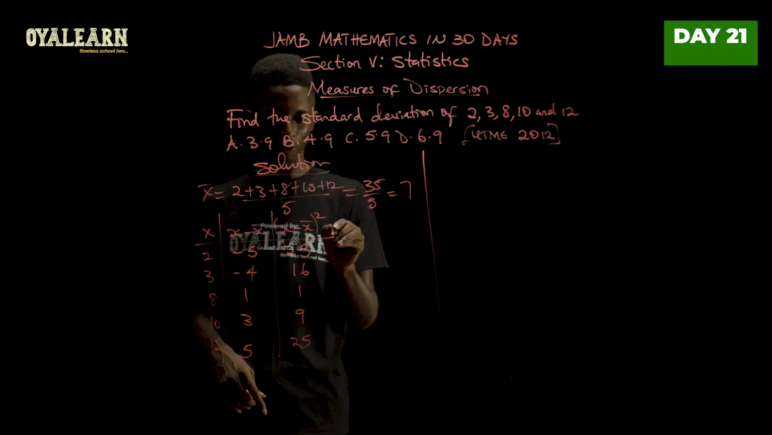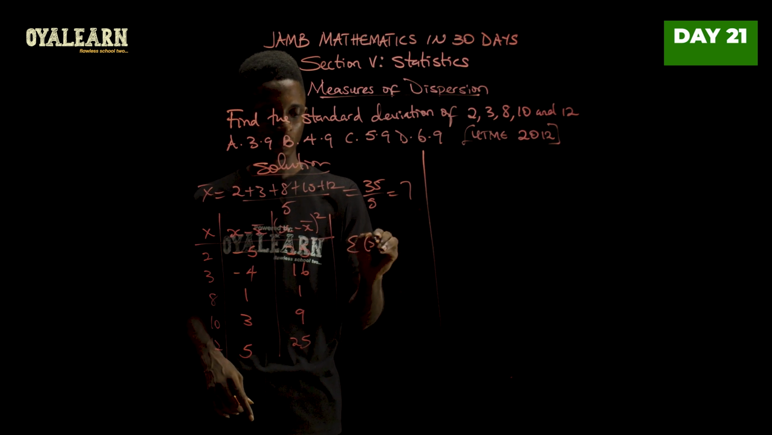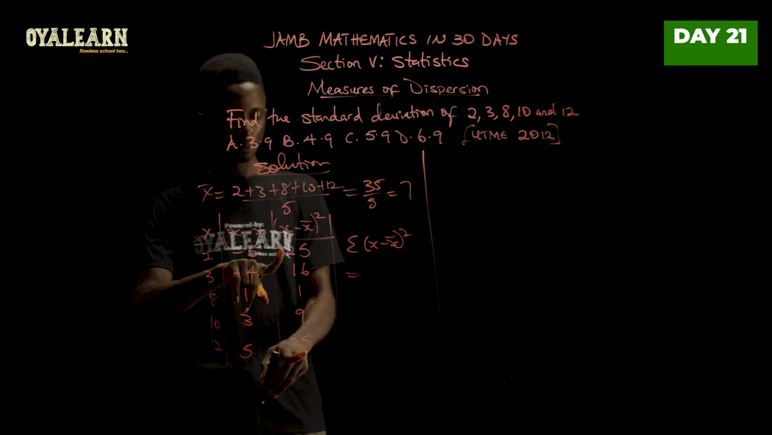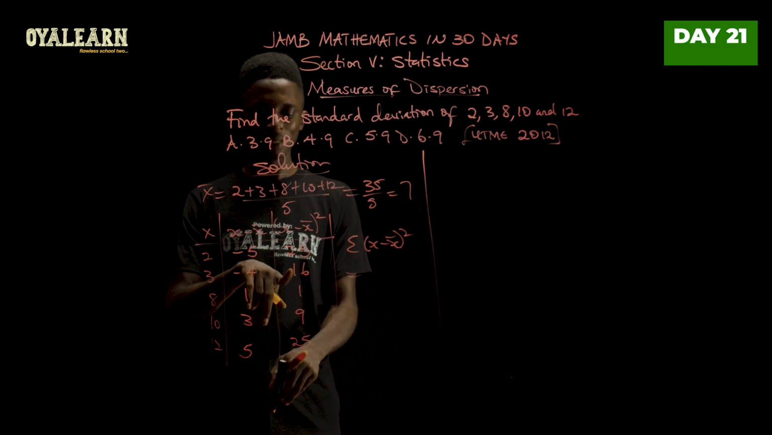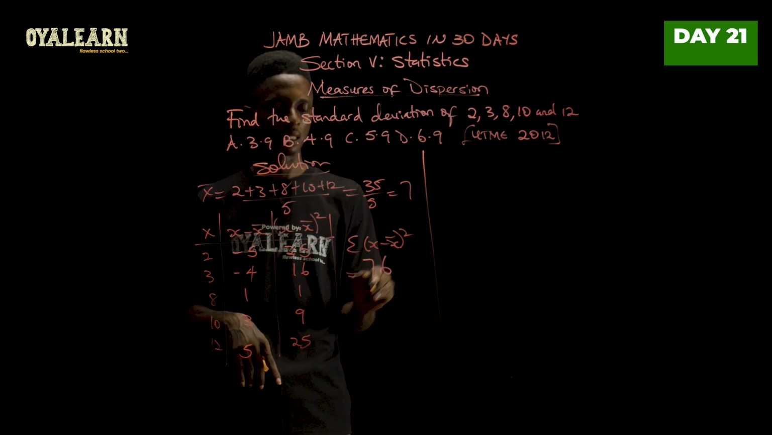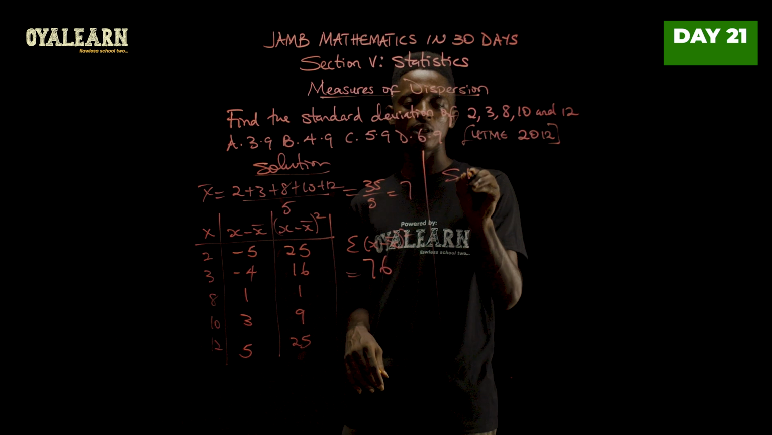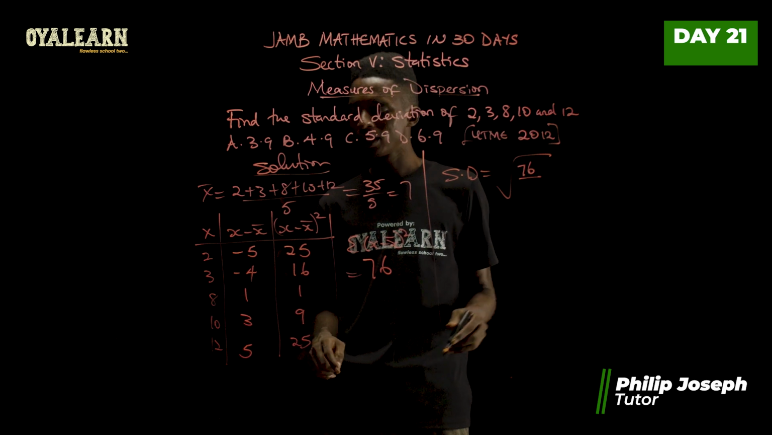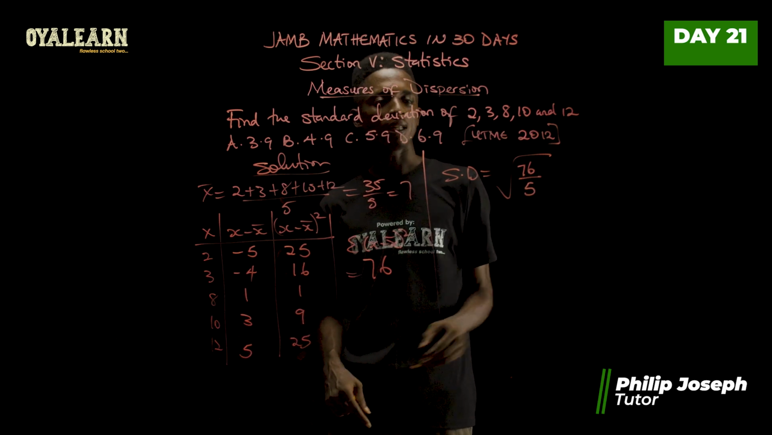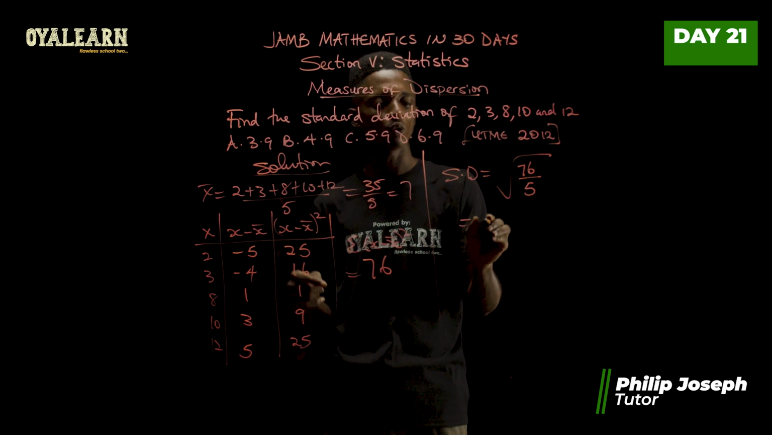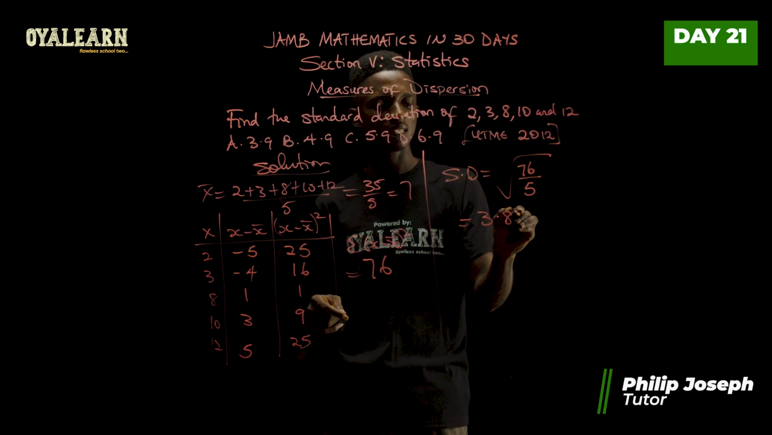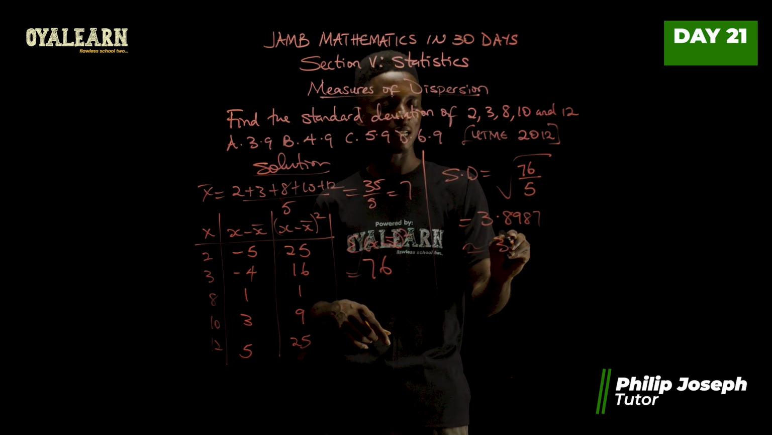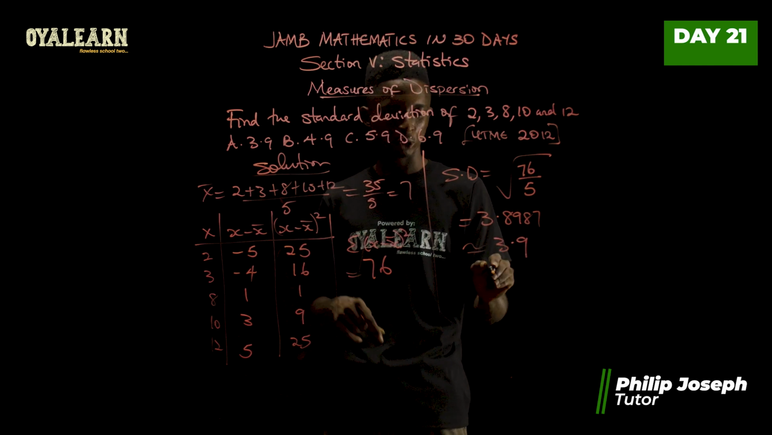Now, 25 plus 25 will give us 50. 50 plus 10, that's 60. 60 plus 16, that's 76. Right. So now the standard deviation will be the square root of 76 divided by n. N is 5. Now, when you work this out with your calculator, you would end up with 3.8987, and this is approximately 3.9. So our option is option A.